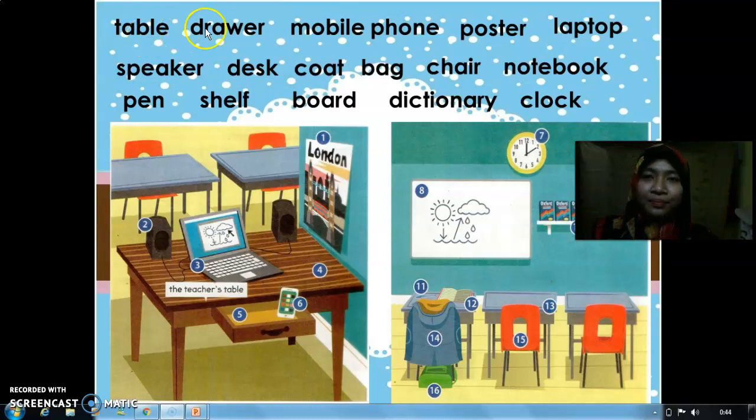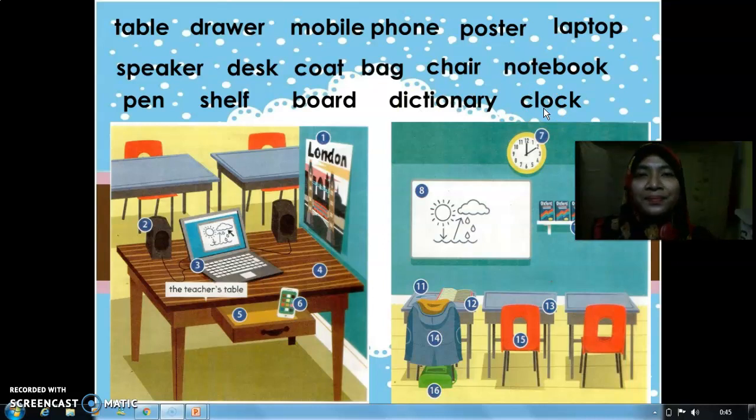Table, drawer, mobile phone, poster, laptop, speaker, desk, coat, bag, chair, notebook, pen, shelf, board, dictionary, clock.